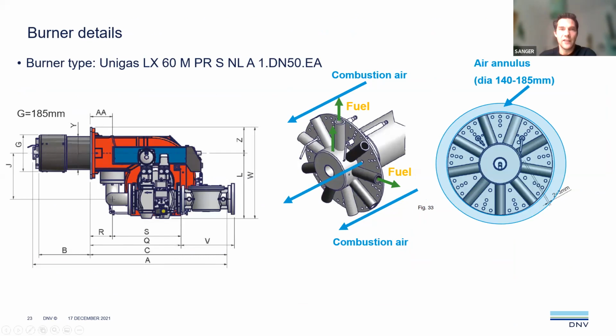As you can see here, you have a disc with all kinds of small holes where the combustion air flows through, but the combustion air also flows around it, as you can see here in the air annulus. And fuel is flown perpendicular to the airflow, so as to get good mixing. And in the middle, you always have a kind of pilot flame, which is always burning. That's how the burner system works.